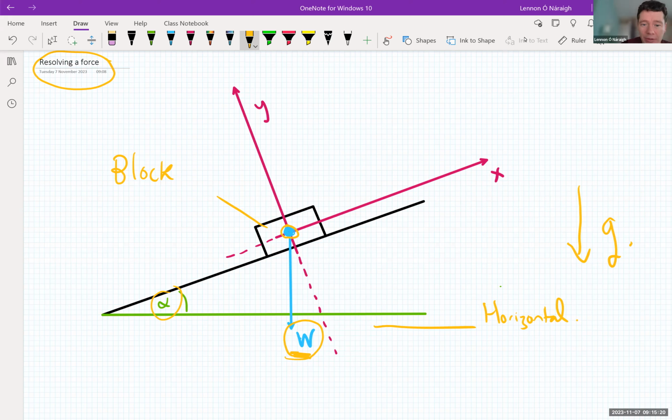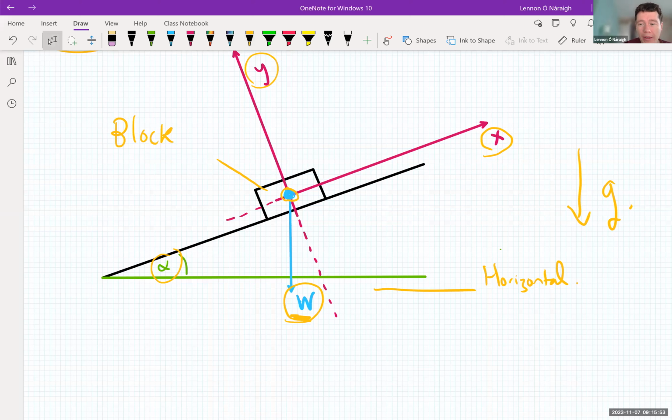And the most sensible thing to do in a situation like this, when you're setting up the coordinate system, is to have your x-axis running along the inclined plane and your y-axis obviously at right angles to the x-axis, so normal to the plane. And the challenge then is to resolve the vector W into its components along the x and y directions. And that's what I'm going to do here.